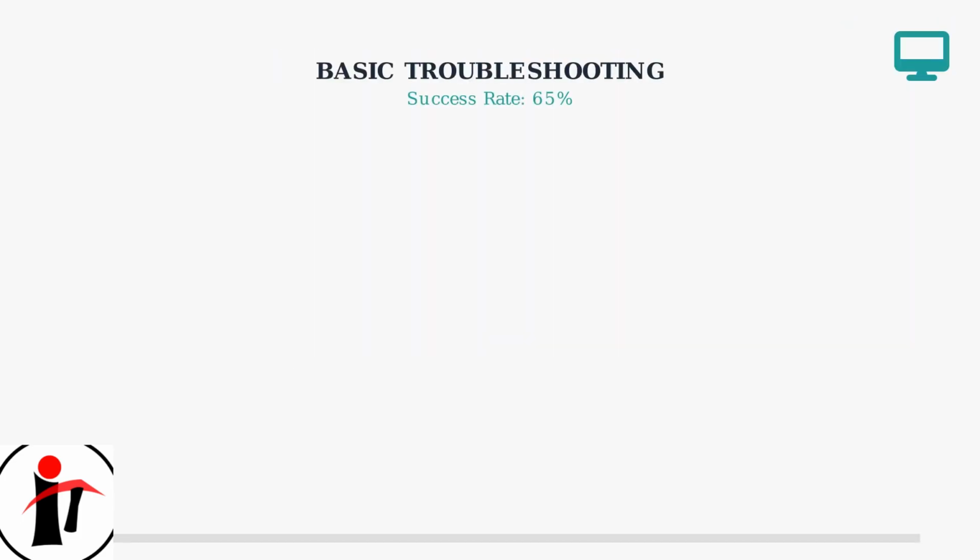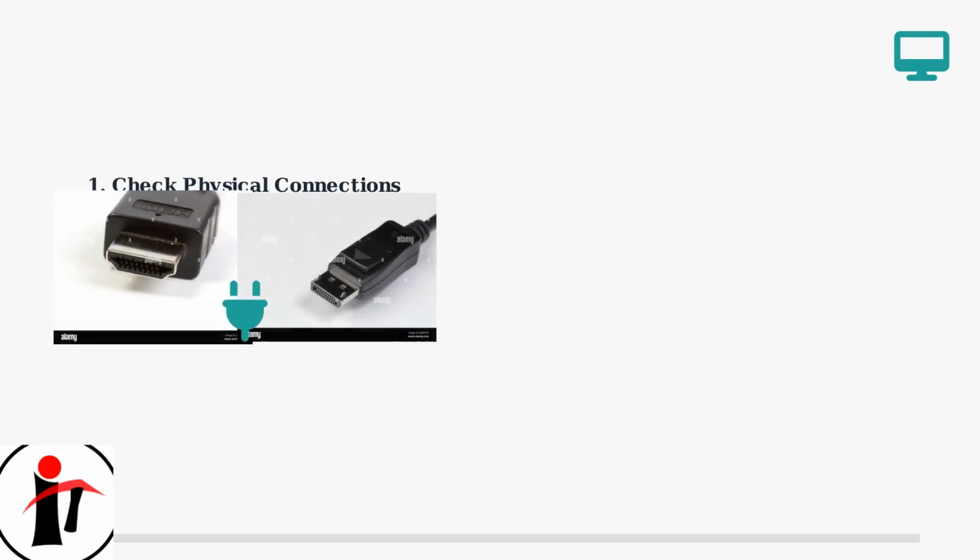Let's start with basic troubleshooting steps that resolve 65% of no-signal issues. These simple checks should be your first line of defense. Step 1. Check all physical connections. Ensure your HDMI or DisplayPort cable is firmly seated in both the monitor and computer ports. Loose connections are surprisingly common.